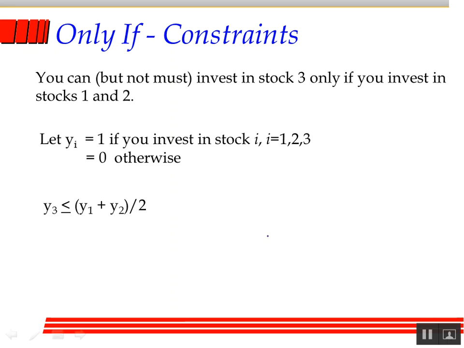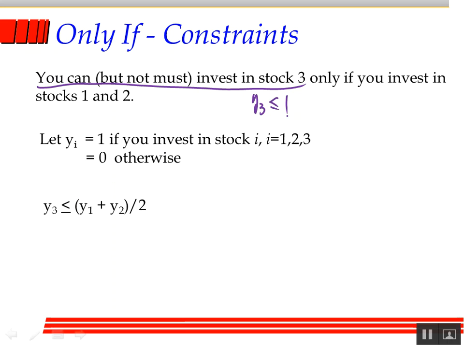So y3 is less than or equal to this divided by 2. Then you can see if that's what you want, right? So you can only invest in stock 3. You can, but you don't have to, right? That means you want to make y3 less than or equal to 1, right? So this one basically says that we want y3 less than or equal to 1.